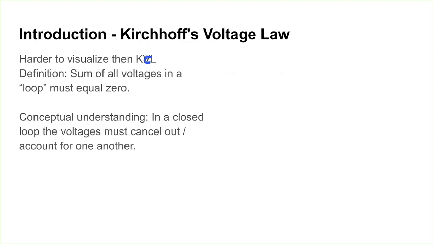The definition of KVL is that the sum of all voltages in a loop must equal 0. The conceptual understanding for this is that in a closed loop or a closed system, the voltages all have to cancel out.